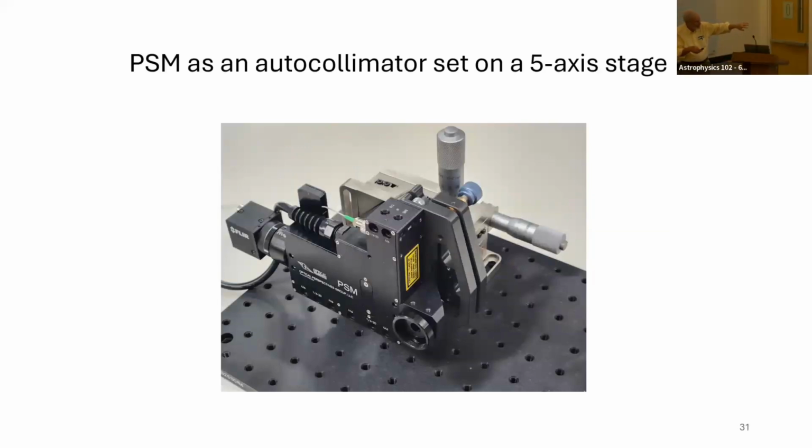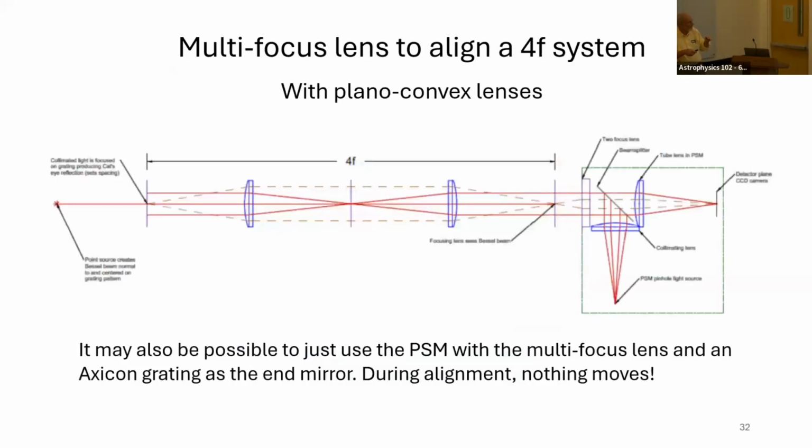This just shows that you could set the PSM up on a 5-axis mount. The light comes out this way through what I call a right angle adapter, so that the screws on the tip tilt change the angle in the right direction to make things work. The reason I want to show this is that in this adapter, I can put what we call a multi-focus lens. We just got a provisional patent on this. You say, well, what else is new? I don't know, maybe it'll go, maybe it won't. But this is the multi-focus lens.